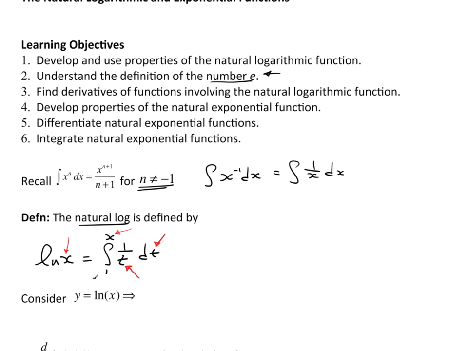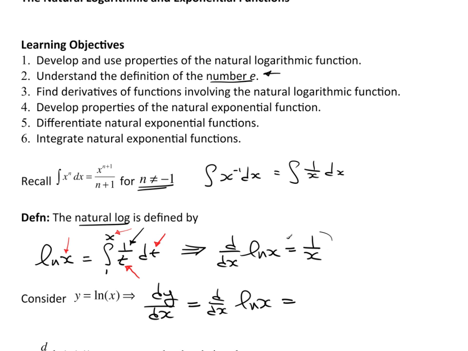Now, this integral also tells me, by one of the fundamental theorems of calculus, what the derivative of ln x must look like, because d/dx of ln x must be equal to 1 over x, which brings me back to here. So consider y equals ln x. Then dy/dx, the derivative d/dx of ln x, as I said, must be 1 over x.